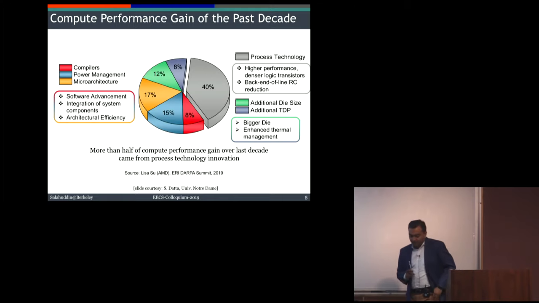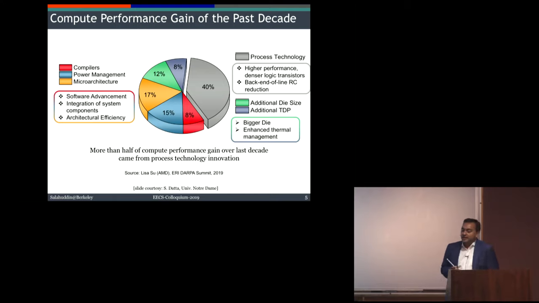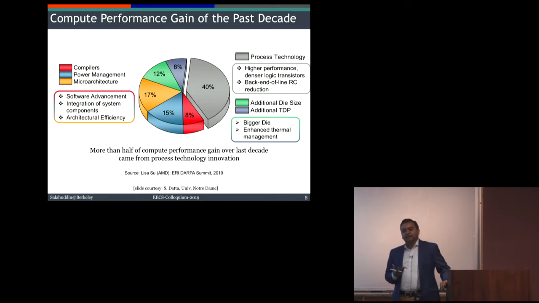This I took from Lisa Su's presentation at this recent DARPA ERI summit in June. Lisa Su is the CEO of AMD, and the point she was making is: where is this performance gain in computers coming from over the last decade, right? And if you look at it, there is 40% from process technology, then 12% from bigger die size, and 8% from additional die packaging and other things. So that is process technology itself. And the power management, which is around 15%, is also coming from advances in device technology.